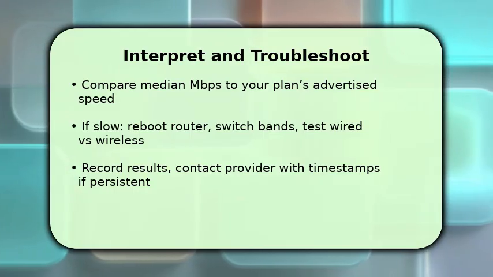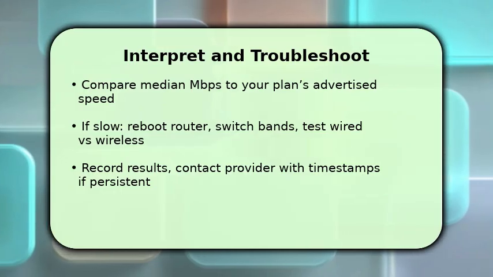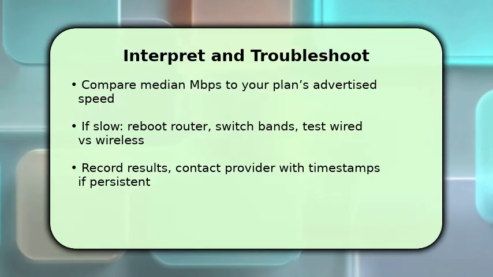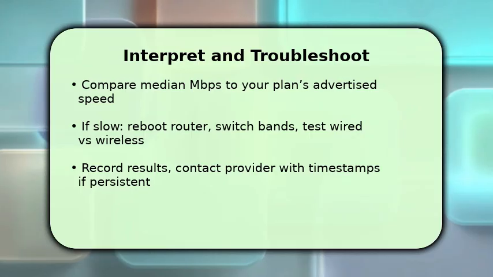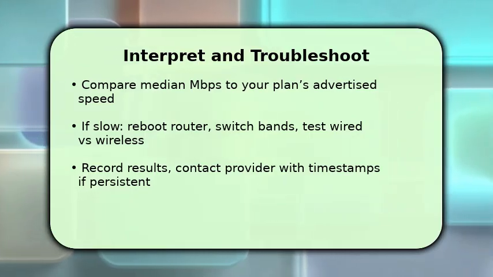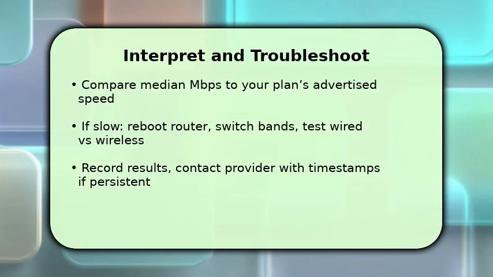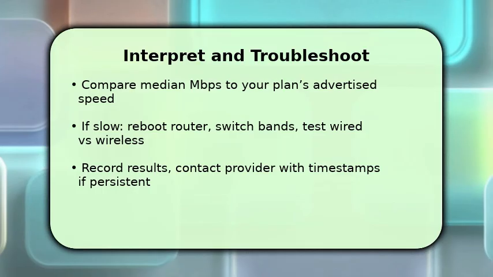Compare median download and upload Mbps to your plan and check ping against expected ranges. If speeds are below expectations, reboot the router, move closer to the access point, or switch to a 5 GHz band. For stubborn issues, test using an Ethernet cable to isolate Wi-Fi problems. If problems persist, record timestamps and results from multiple runs, then contact your ISP with that evidence.